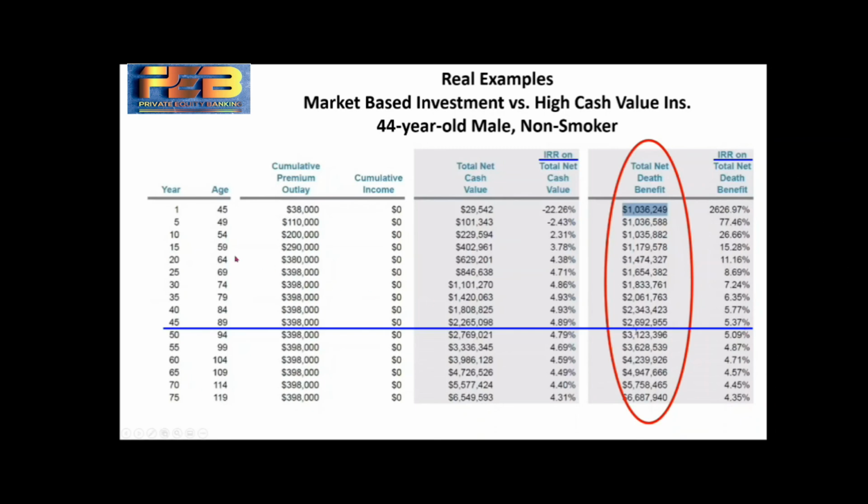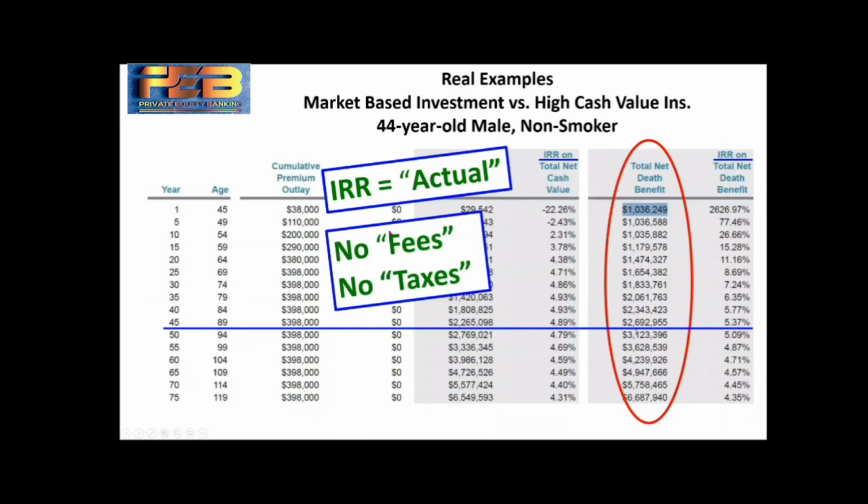And keep in mind, he quit paying any money into this thing at age 65. So it just continued to grow. He never had to put any money into it, and it continued to grow and kicked out $2.7 million to his family when he passed away at age 89. This is, again, an internal rate of return. It's an actual guaranteed rate of return. No fees, no taxes. It's a different bucket than the stock market.